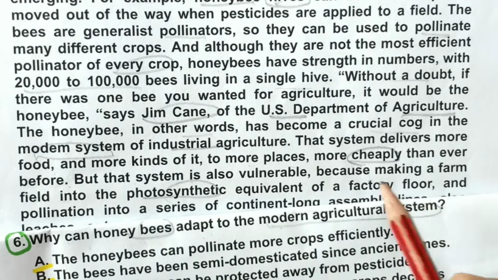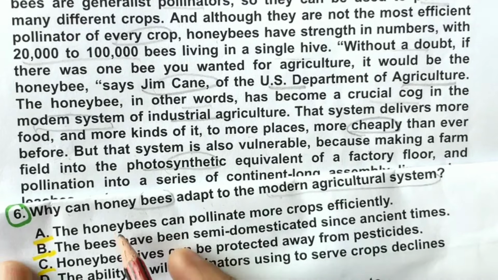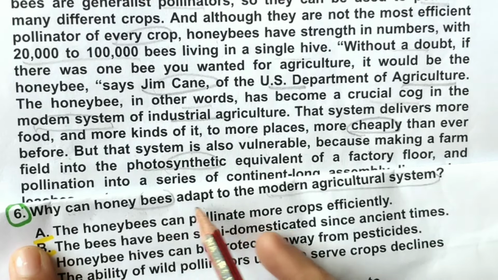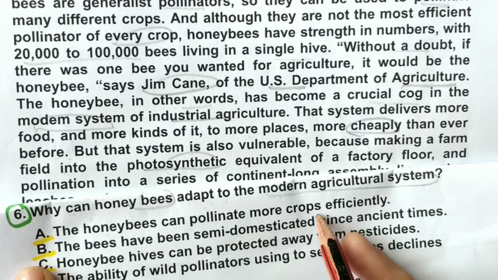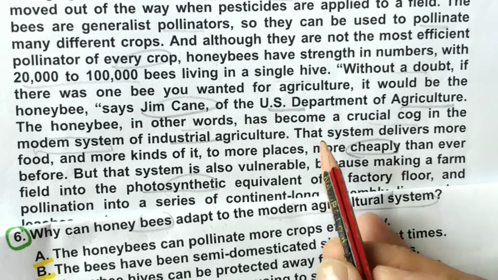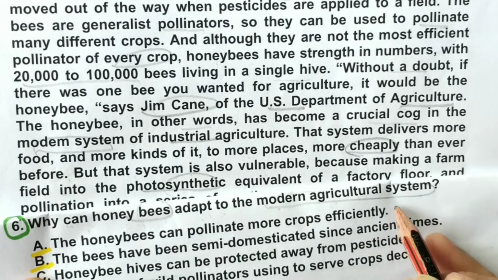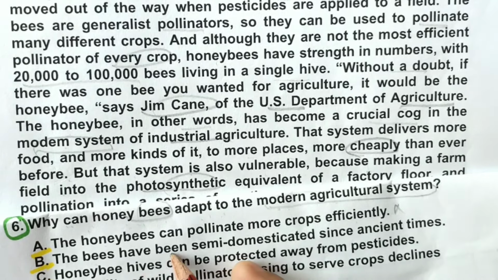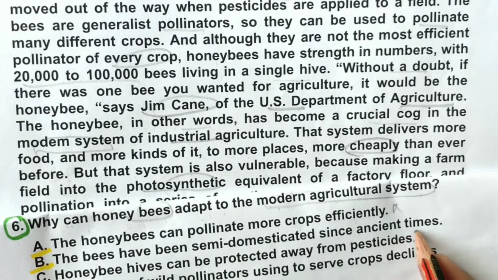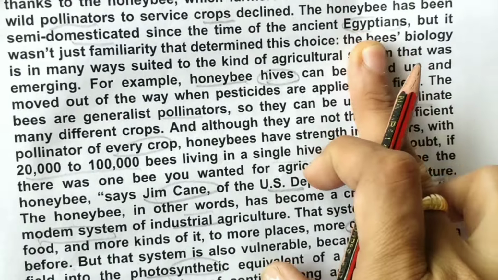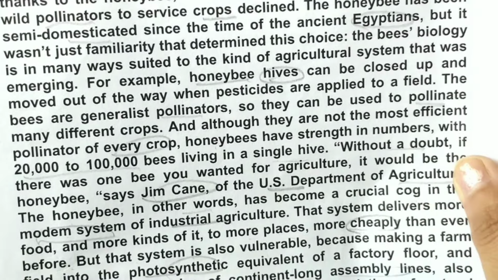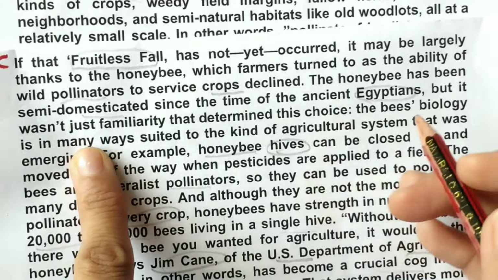Okay, so let's read the options. We have read so much. Why can honeybees adapt to the modern agriculture system? Honeybees can pollinate more crops efficiently. This is not given. The bees have been semi-domesticated since ancient times. It is given, but I don't think they are talking about semi-domesticated. The word is also there. Let's read it.